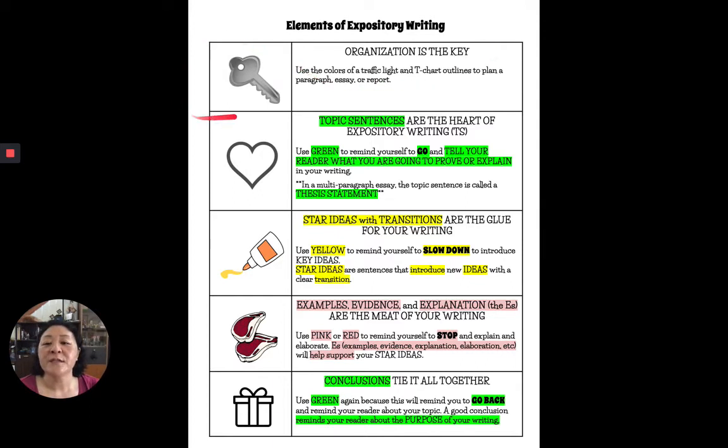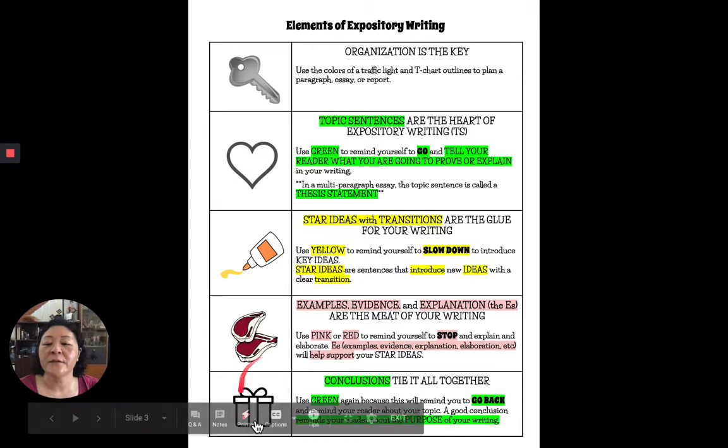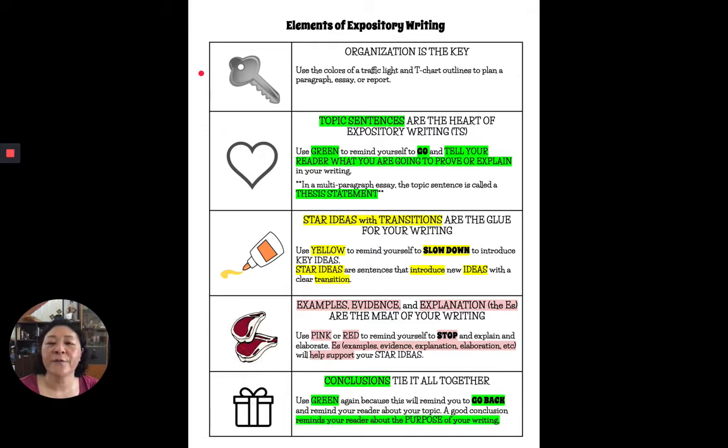So if you notice, there are some icons here that can help remind you of information. But for this first one, organization is the key in expository writing. You will use the colors of a traffic light and a T-chart outline to plan a paragraph, an essay, or a report.